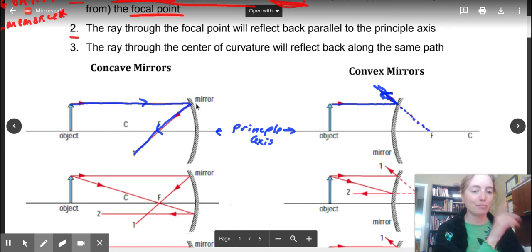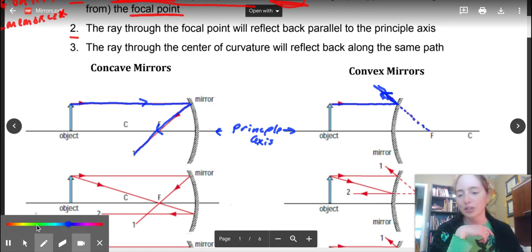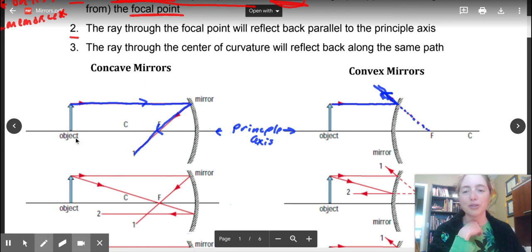Any ray of light that is parallel to the principal axis on a concave mirror is going to reflect back through the focal point. Or if it's a convex mirror, the ray of light hitting it is going to look like it's coming down to that focal point, but in reality, it's bouncing up that way. Okay. So ladies and gentlemen, I'm going to switch colors here. I'm going to use green for rule number two. A ray that goes through the focal point is going to reflect back parallel to the principal axis.